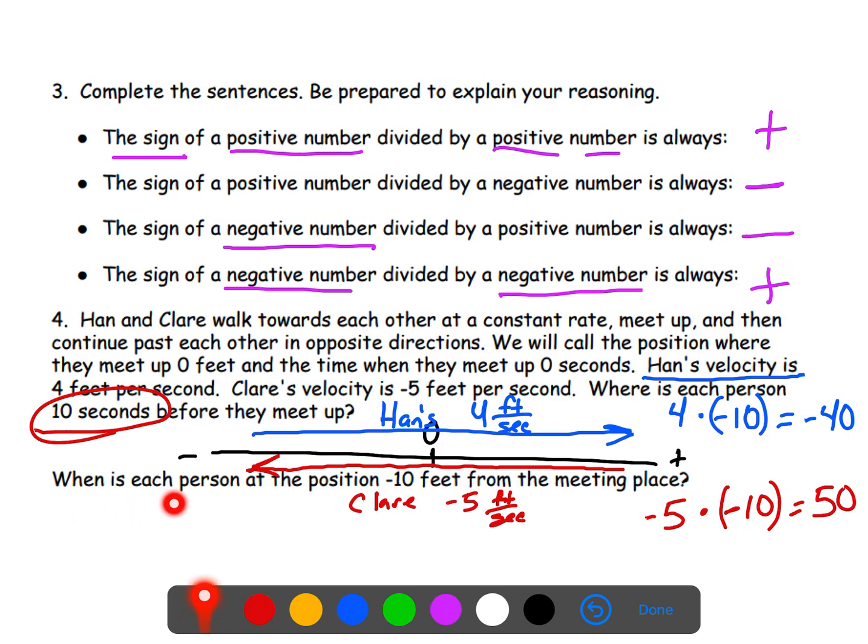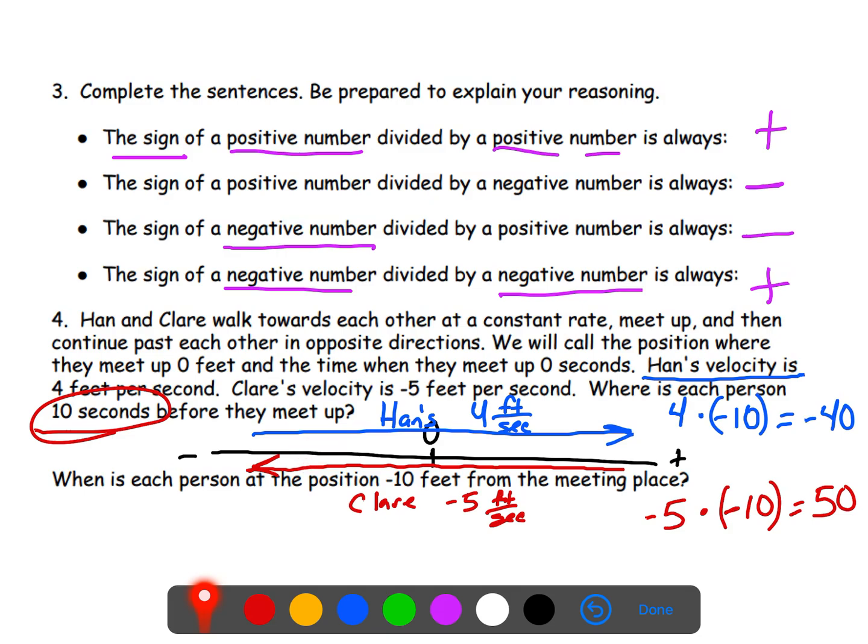Then the question asks, when is each person at the position negative 10 feet from the meeting place? So if we look at that, negative 10 feet, being over here on the negative side of the number line, is going to be for Han before he reaches this meeting point. And then for Claire, it's going to be after the meeting point to get to negative 10 feet.